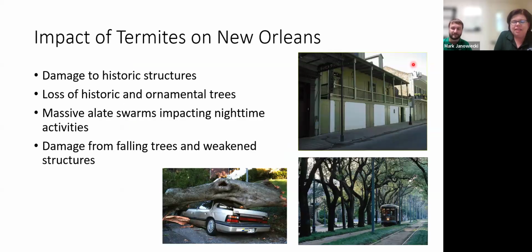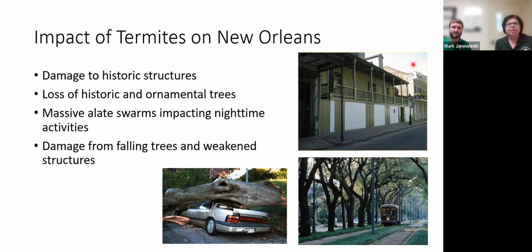And the Formosan subterranean termite has had a huge impact on the city of New Orleans. Like I said, we have a lot of historic structures and a lot of historic trees and ornamental trees that just make for iconic landscaping within our city. So we're dealing with damage with that, but also there's been a history of alate swarms in this city that have actually impacted nighttime activities. I remember when I moved here, I was told that if there's a ball game at a park and it's nighttime and the lights are on, a lot of times they would have to pause the game for a half an hour to an hour while the termites were swarming, and then they could get back to playing.